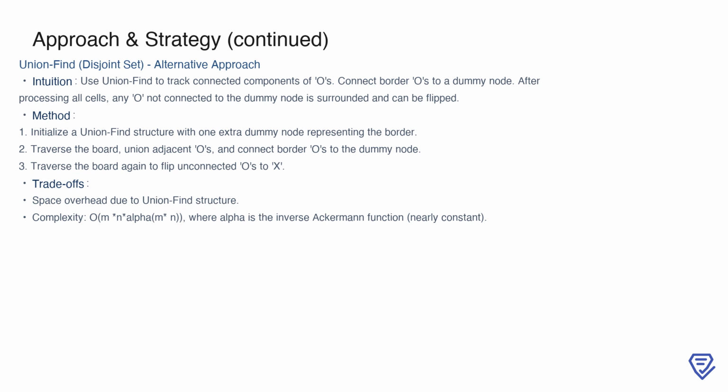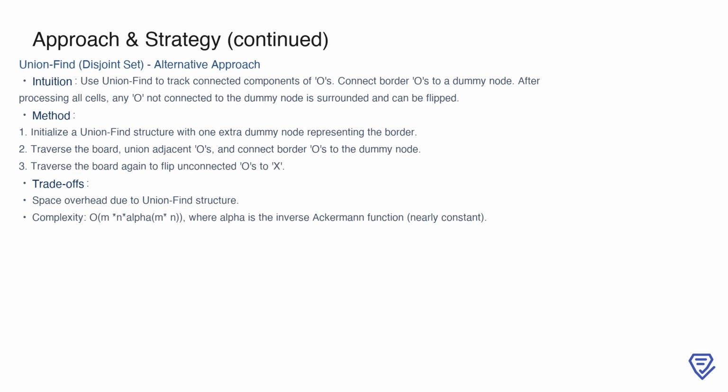Another approach worth discussing is the union find, or disjoint set, method. Here, the intuition is to group connected components of O's and track whether they are connected to the border. A dummy node is introduced to represent the border, and any border connected O is unioned with this dummy node. To implement this, we initialize a union find structure and traverse the board, unioning adjacent O's and connecting border O's to the dummy node. After processing all cells, we traverse the board again, flipping any O that is not connected to the dummy node into X.